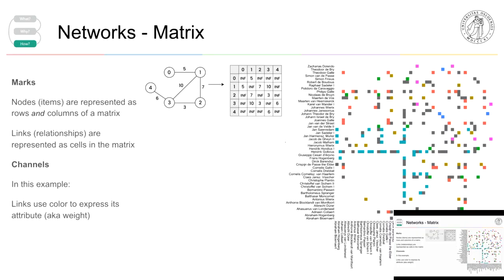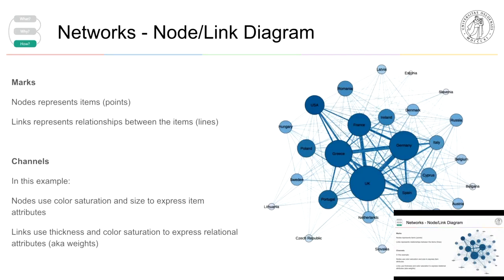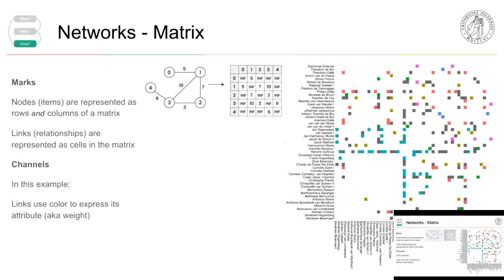And so these matrices are very space efficient. So they are very useful for very large networks. A node link diagram type of network very quickly becomes very noisy and complicated. And so a matrix can be very helpful if that happens.